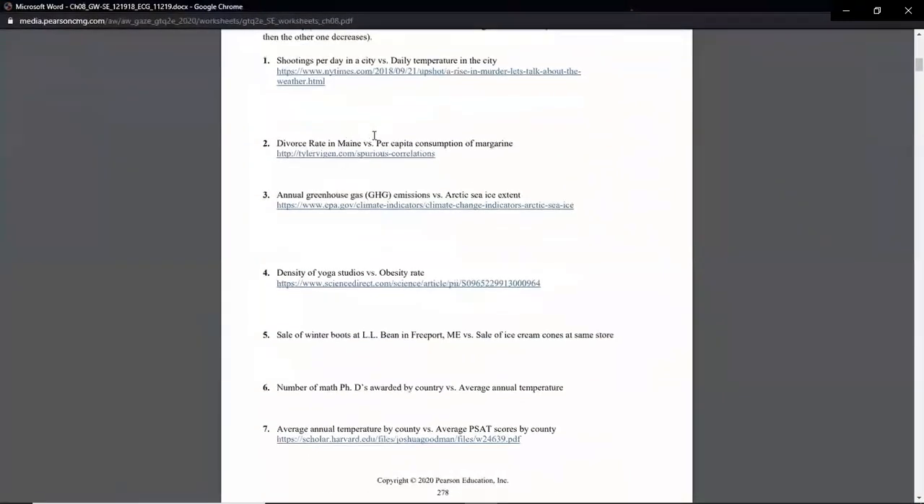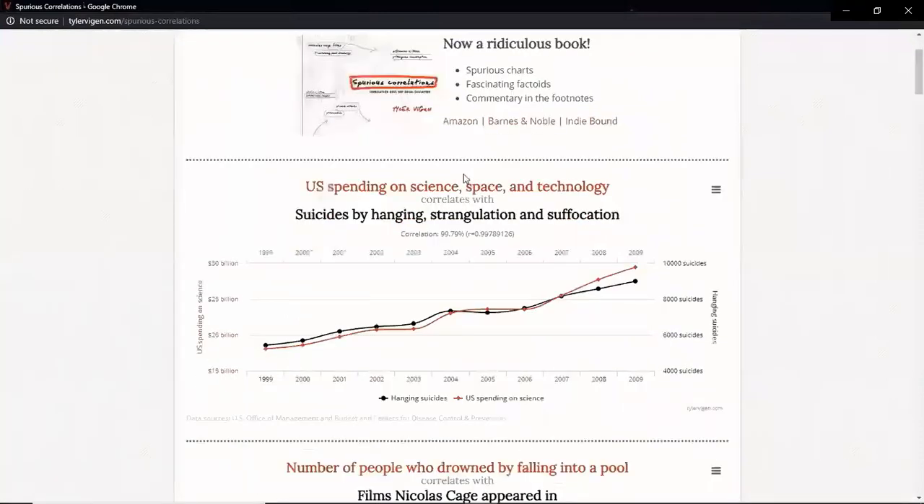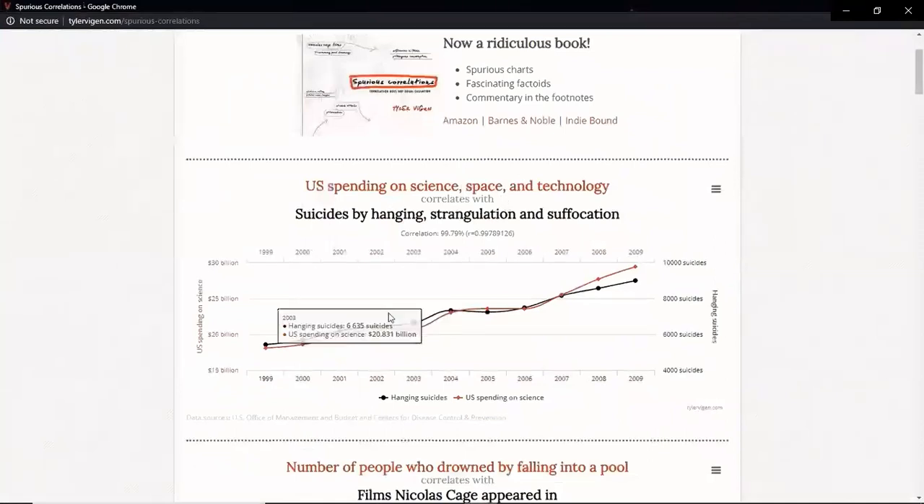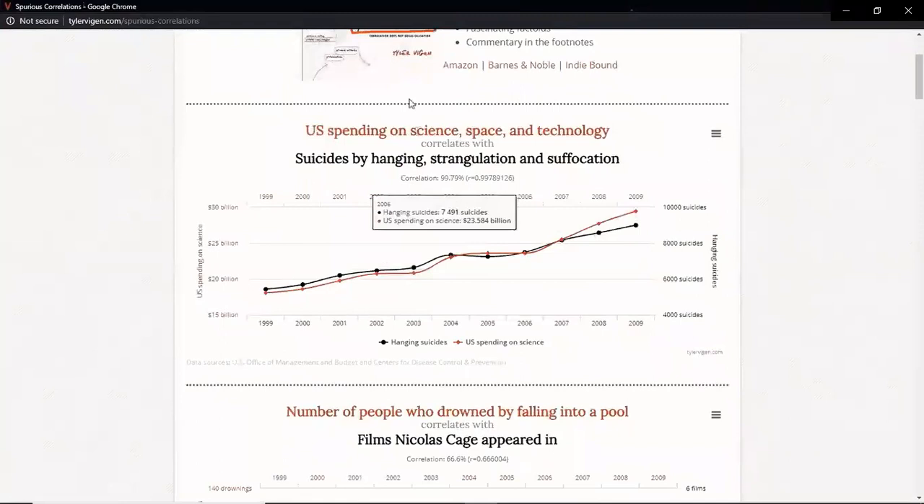Number 2, divorce rates in Maine versus per capita consumption of margarine. Now, what is really interesting about this one is that the title of it actually gives you the answer. U.S. spending on science, space, and technology versus suicides by hanging, strangulation, and suffocation. So this is something completely different, but look at how well these things correlate. They're moving and bending with each other, but do you really think these are linked to each other? No, this is what's known as spurious. It just happens to be there's a correlation.